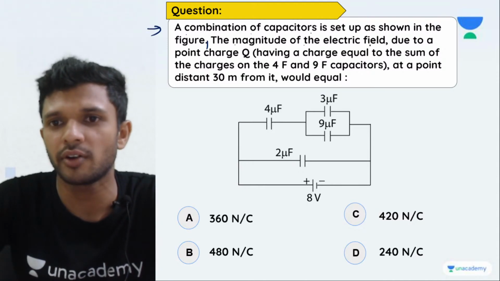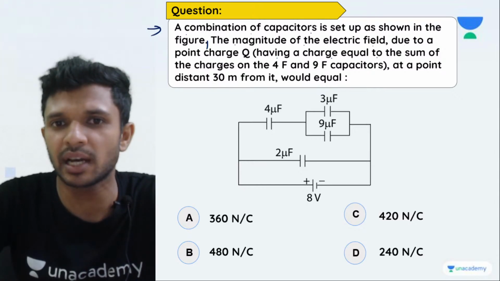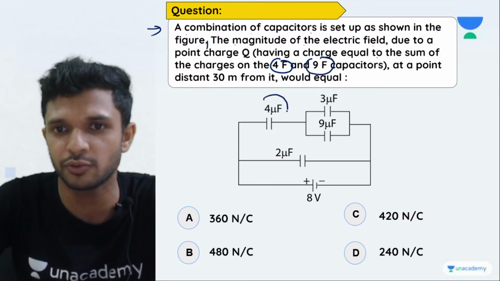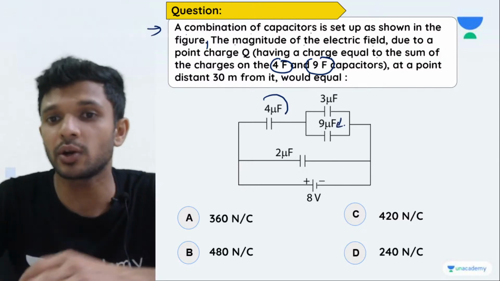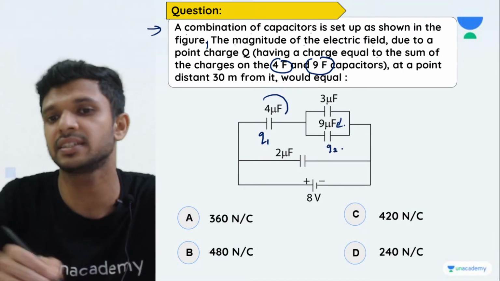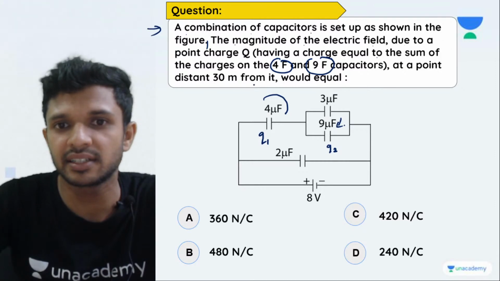The magnitude of the electric field due to a point charge Q, having a charge equal to the sum of the charges on 4 microfarad and 9 microfarad capacitors. Can you see this? 4 microfarad and 9 microfarad. We are supposed to find out the charges on them. Let's say that it is Q1 and let's say this is Q2. It is okay, at a point distant 30 meter from it.